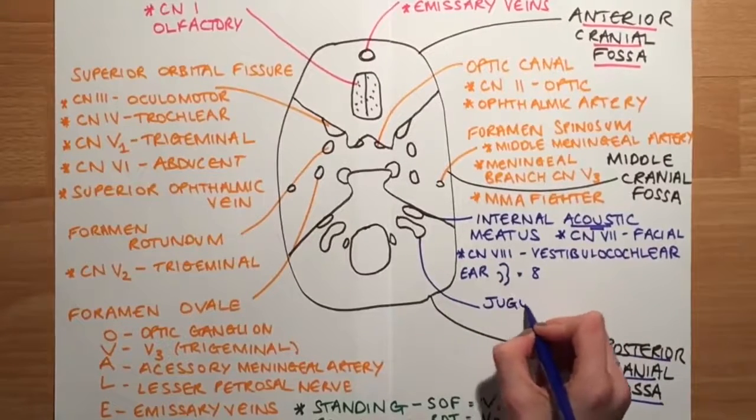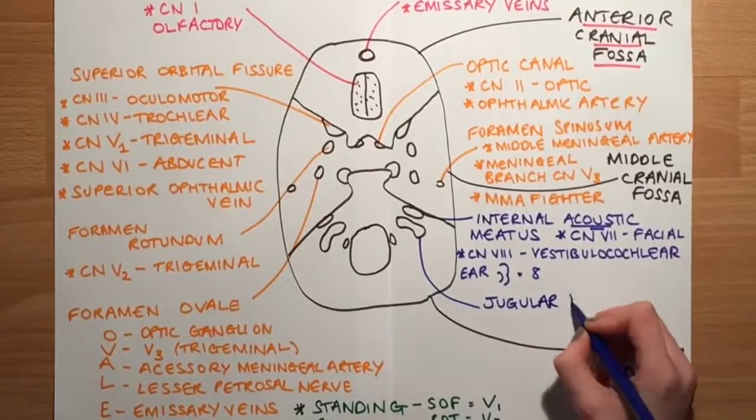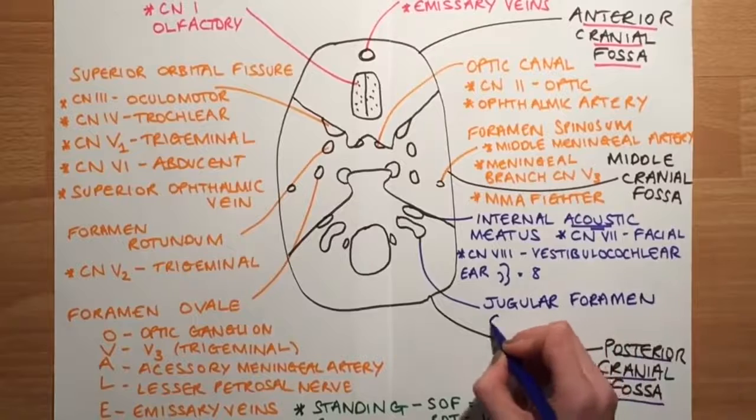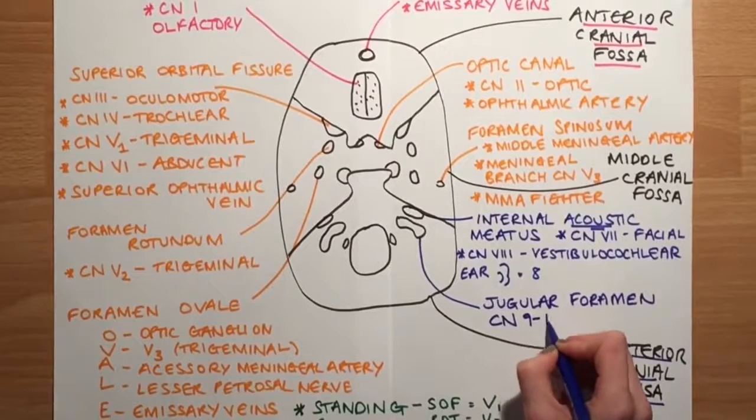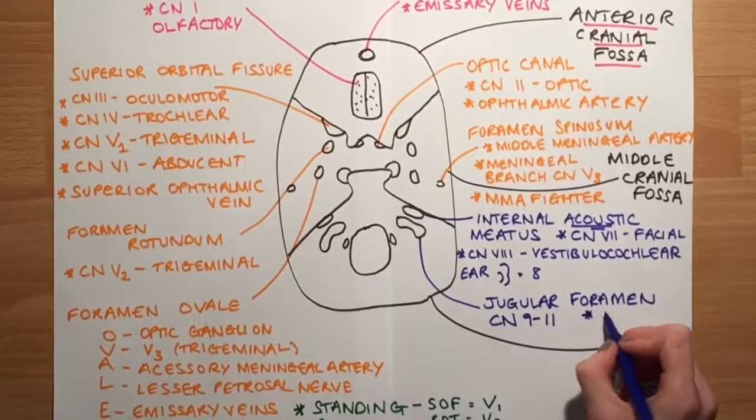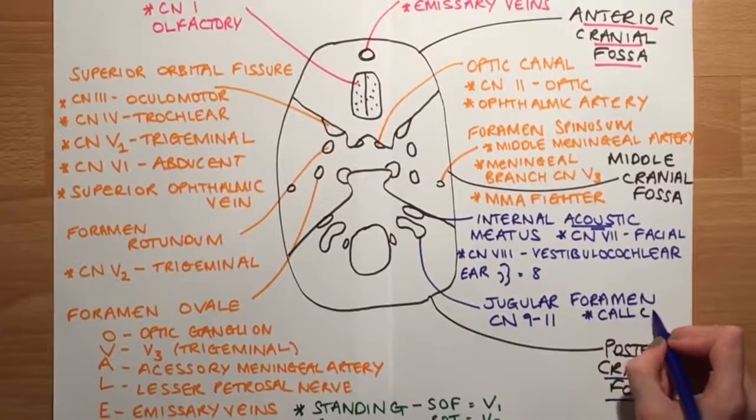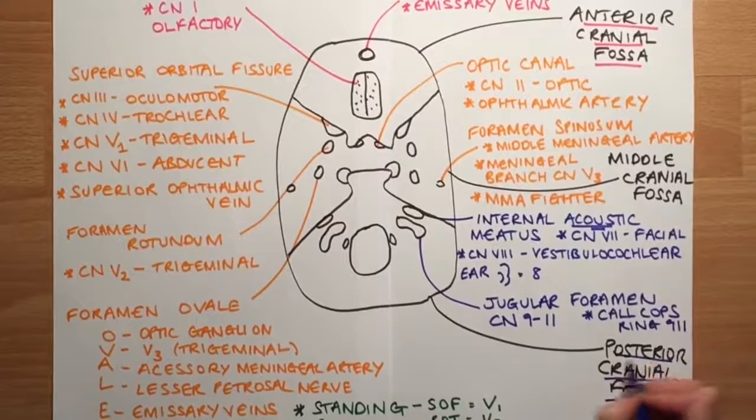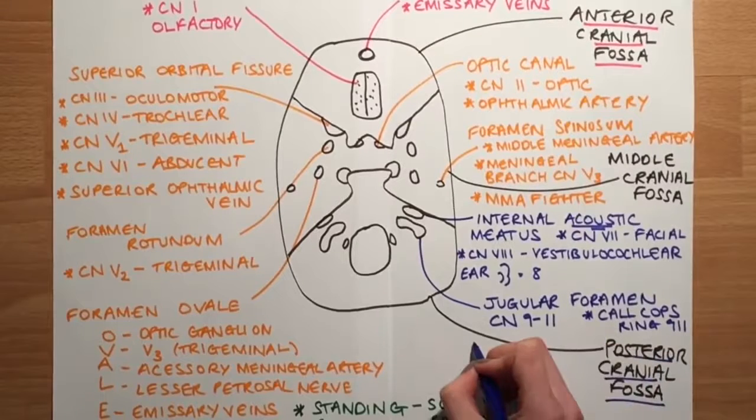Next foramen we're going to look at is the jugular foramen. Now, the jugular foramen transmits 3 cranial nerves, which are cranial nerves 9 to 11. And quite a good way of remembering this is if you were in America and you were going to ring the cops, you would dial and call 911. And that's quite a good way of remembering 911 is its cranial nerves 9 to 11.